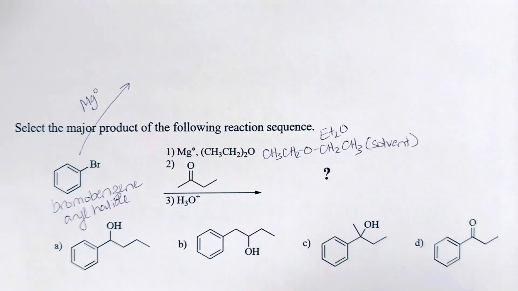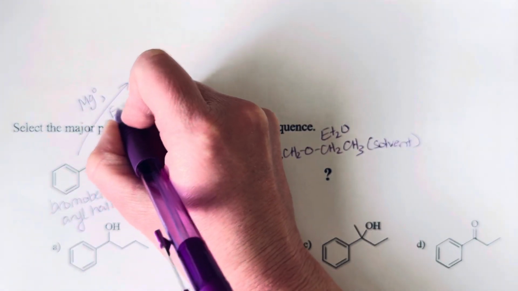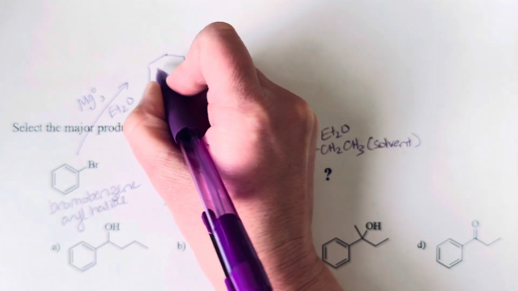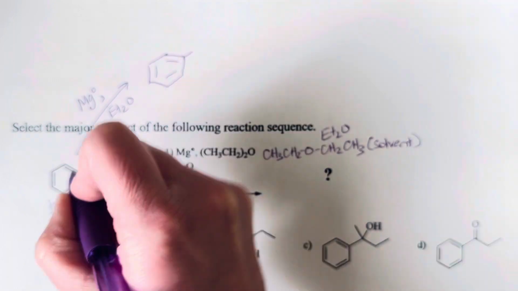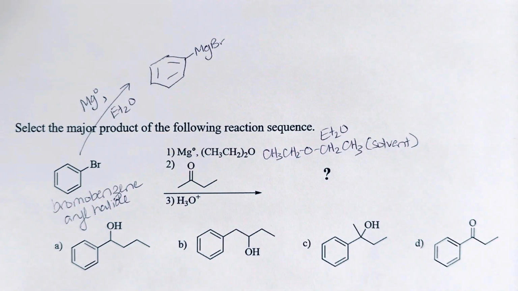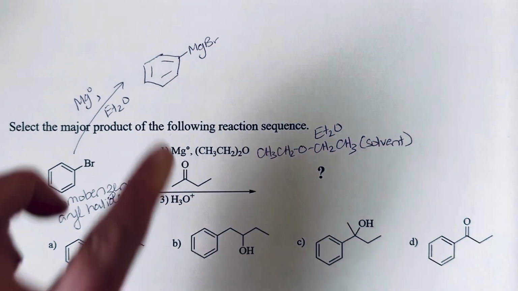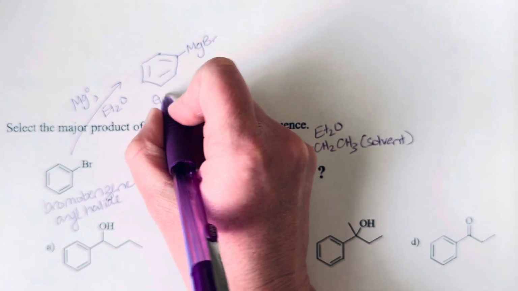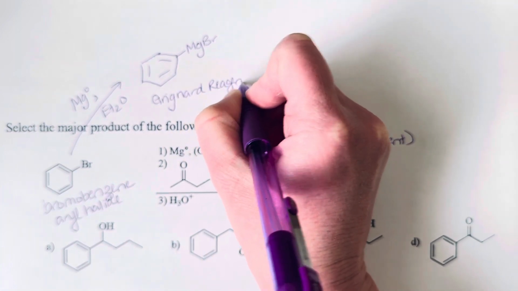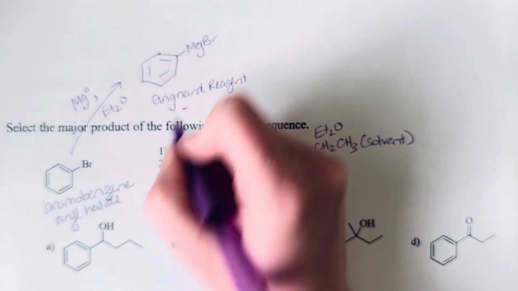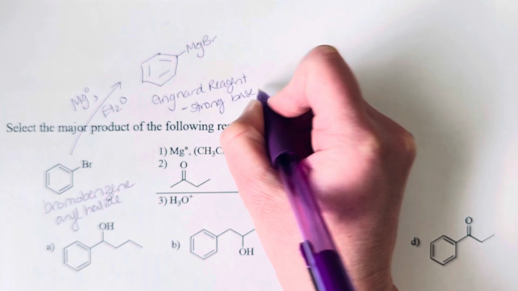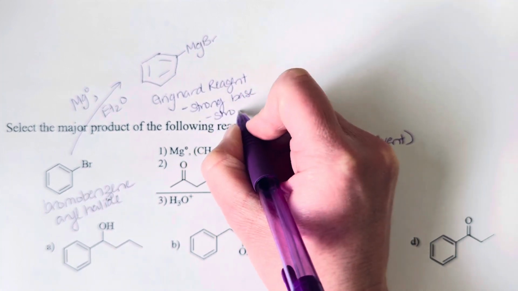So I'm just going to rewrite the reaction conditions: magnesium metal, diethyl ether. And that magnesium is going to insert in between the carbon-bromine bond. So I'm now going to draw this as MgBr. And hopefully we recognize this sort of reagent as something that we have called a Grignard reagent. And we should recall that Grignard reagents are very strong bases and also strong nucleophiles.